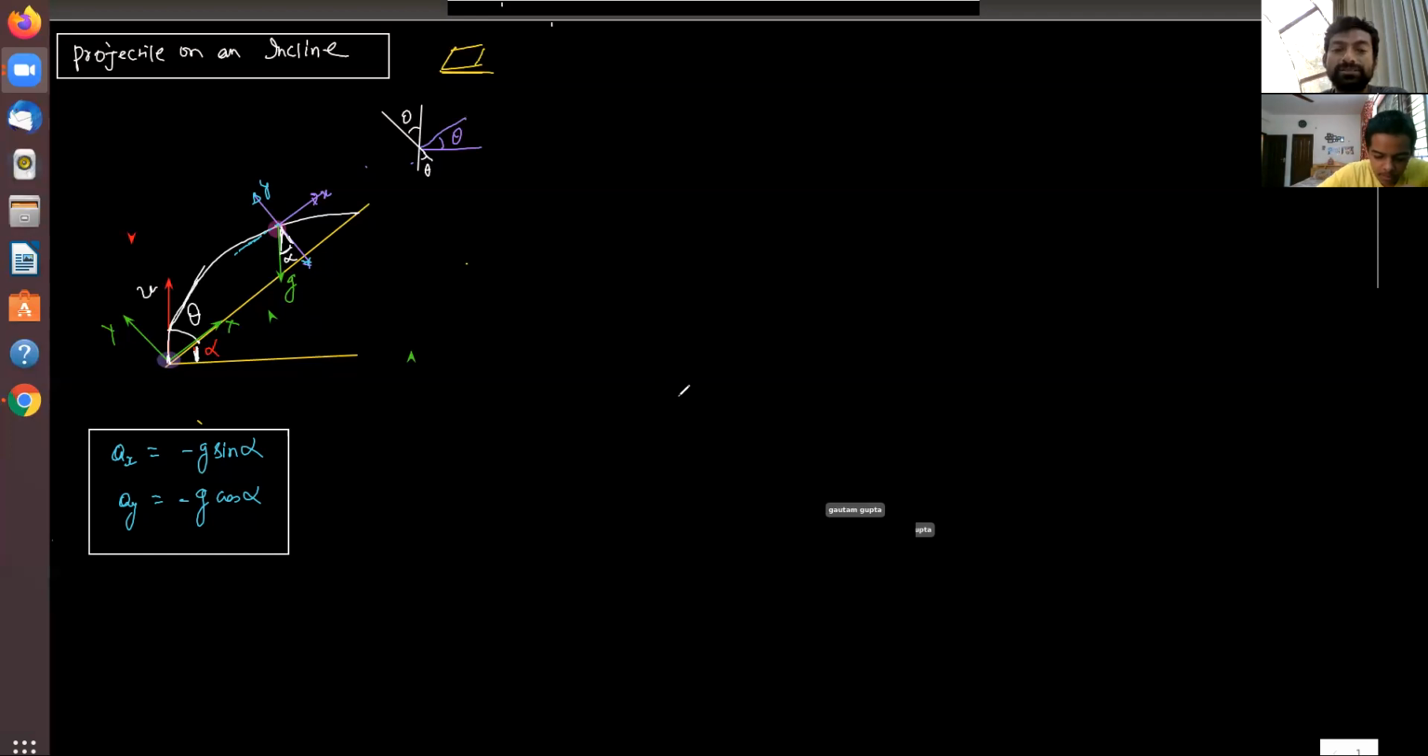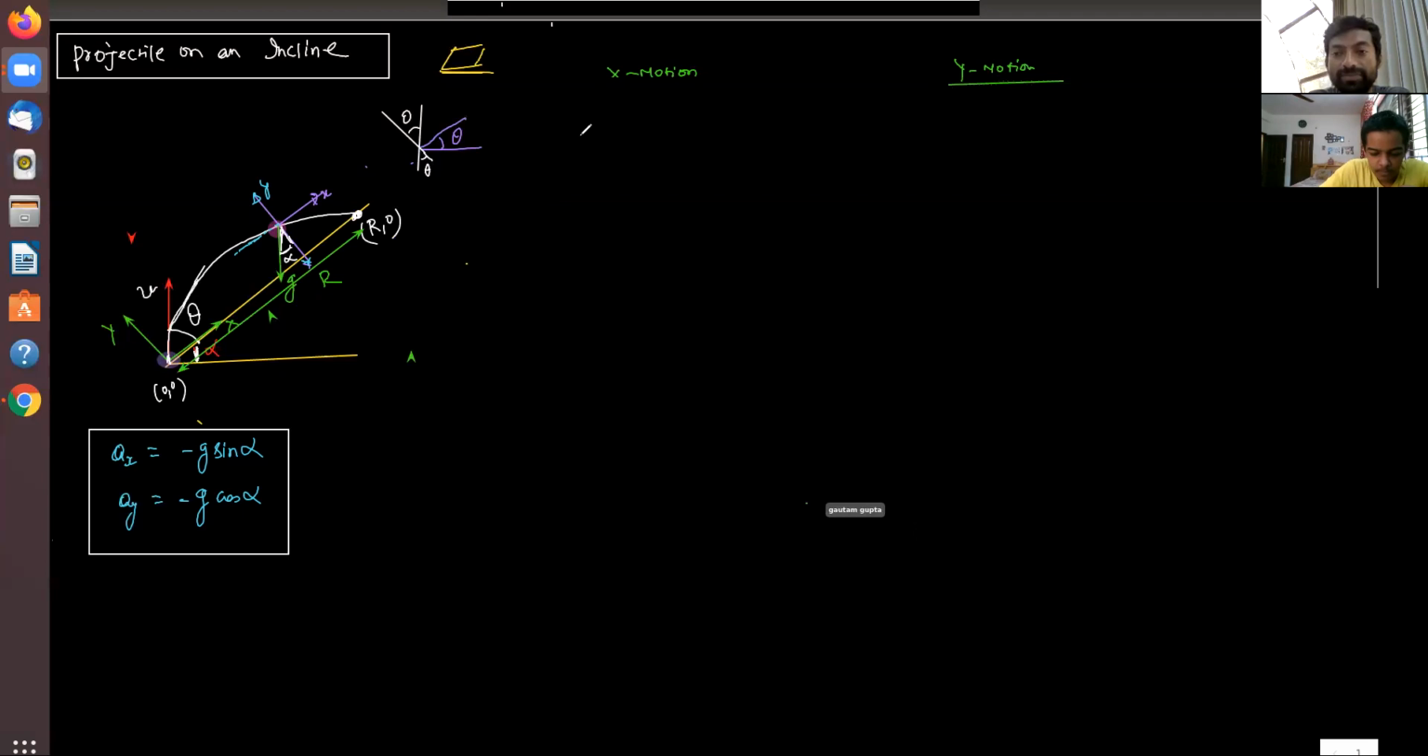Now it is the same way. This is the origin. Let's say they're asking what is the horizontal range. If this distance is r, then that point will be r comma 0. Now you can write the x motion and y motion again in the same way. The only thing that will change is that in the previous case your ax was always 0; in this case ax will not be 0.